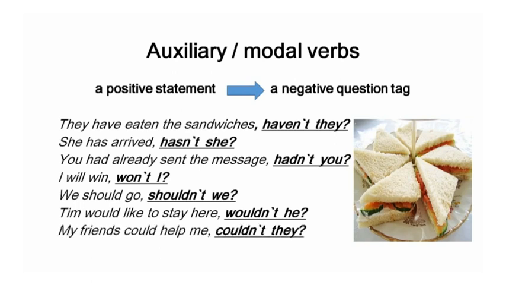My friends could help me, couldn't they? Could in the sentence becomes couldn't in the question tag, and because the subject of the sentence is my friends, we use they in the question tag. So we cannot say couldn't my friends. It's always the pronoun.